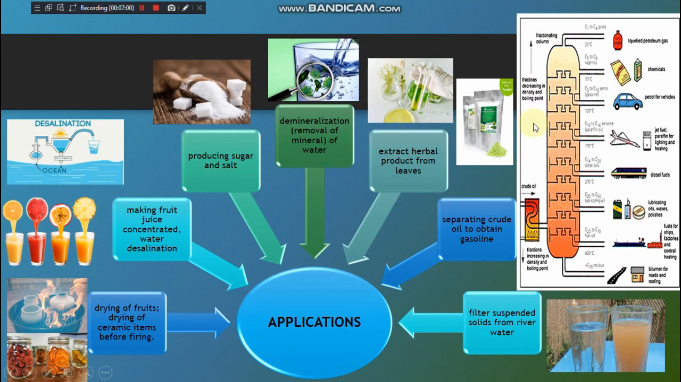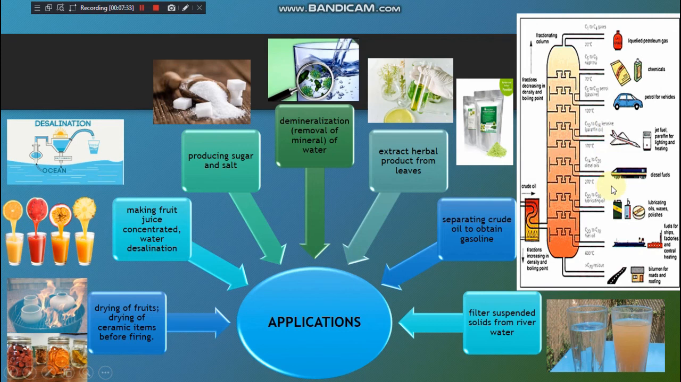So crude oil is a mixture of hydrocarbons. The crude oil evaporates and its vapor condenses at different temperatures. If you see, these are different temperatures in the fractionating column. Each fraction contains hydrocarbon molecules with a similar number of carbon atoms and a similar range of boiling points.